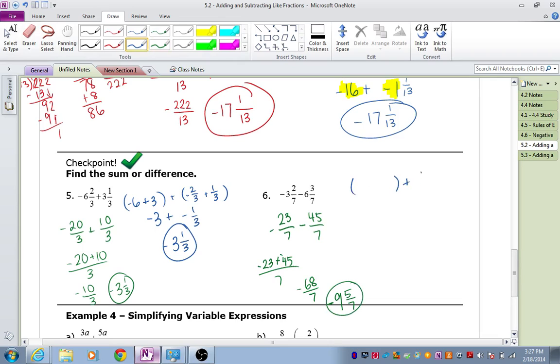Splitting it up, we'd have negative 3 and negative 2 sevenths. Remember, plus always goes in the middle. We are subtracting 6, subtracting 3 sevenths. So over here, plus a negative, we get negative 9. Negative 2 sevenths minus 3 sevenths would be the same thing as adding a negative. So we get negative 5 sevenths. Since we have a negative whole number and a negative fraction, we can just squish them together.